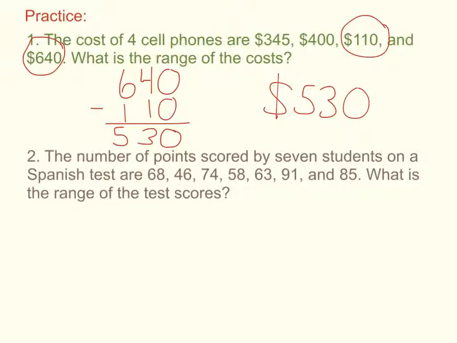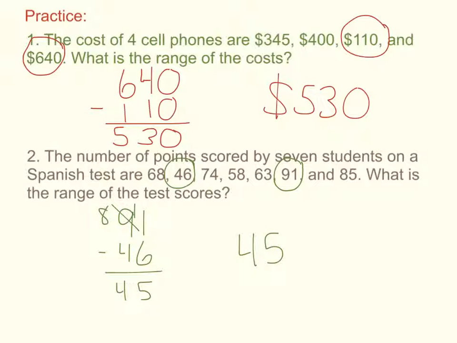The next problem says, the number of points scored by 7 students on a Spanish test are 68, 46, 74, 58, 63, 91, and 85. What is the range of the test scores? So here, the biggest number was 91, and the smallest number was 46. So the difference between 91 and 46 is equal to 45. So the range of the Spanish test is 45 points.